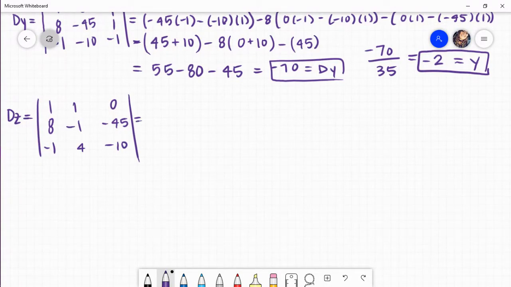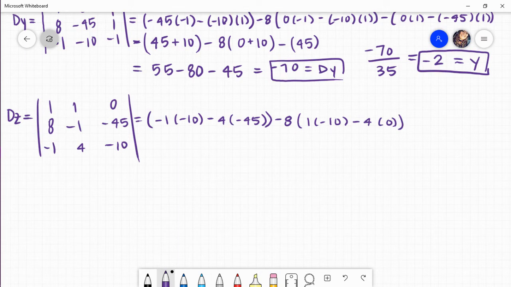Now let's go. So 1 times the determinant, which is going to be a negative 1 times a negative 10. Subtract from that 4 times a negative 45, close. Alternate, I get a negative 8. The determinant of that is going to be 1 times a negative 10. Subtract from that 4 times 0, close. I would alternate to a positive, but it already is a negative. Then I would multiply that by 1 times negative 10, trying to write slow, and then subtract from that 4 times 0. So now what I have here, 1 times 10 is 10. Signs are the same, so it's positive.